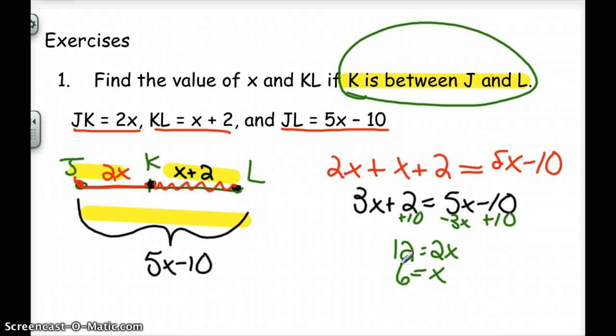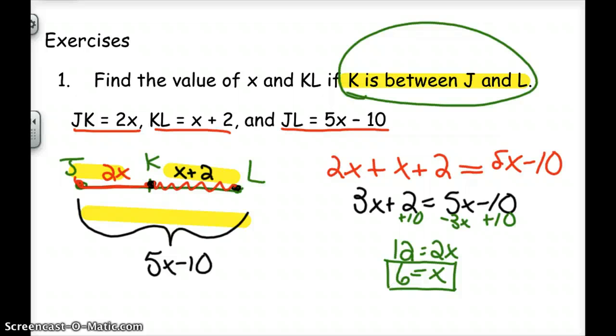Now make sure while you're doing your homework assignments and taking quizzes and tests that you're answering the question completely. In this example it says find the value of x and KL. So I do need to find the value of x, which is 6. I'm going to box in my answer. That's communicating to my teacher and to other readers that this is the answer. I'm done with this part.